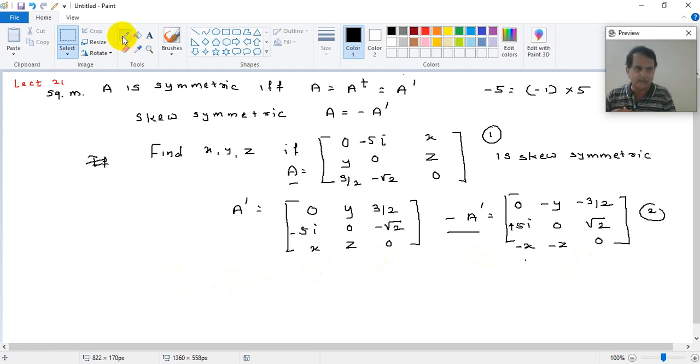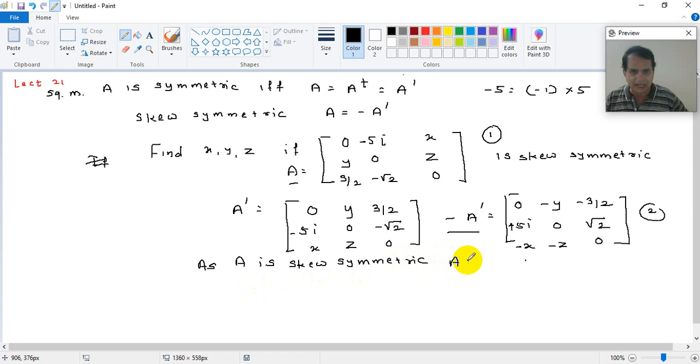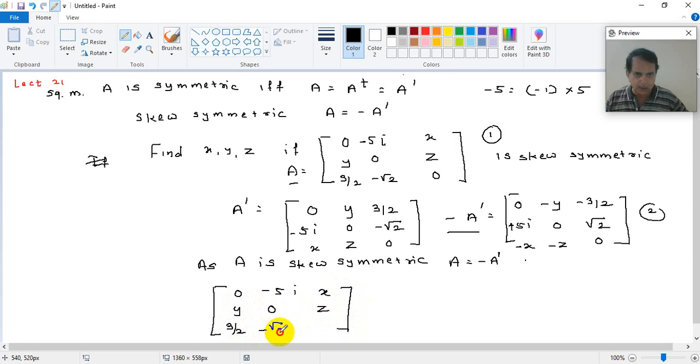Okay. Now I know that this matrix is skew symmetric. So what we will say now, as A is skew symmetric, you know A and minus A dash are equal. So this matrix A, that means what? This matrix now: 0, minus 5y, x, second row y, 0 and z, and third row is 3 by 2, minus root 2 and 0. This is equal to this matrix.